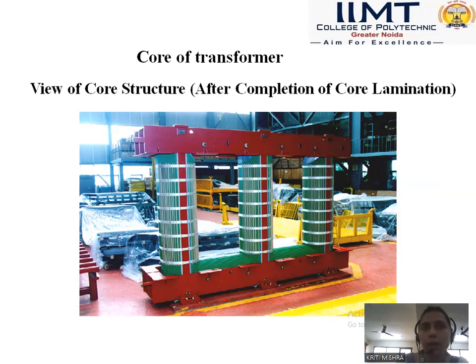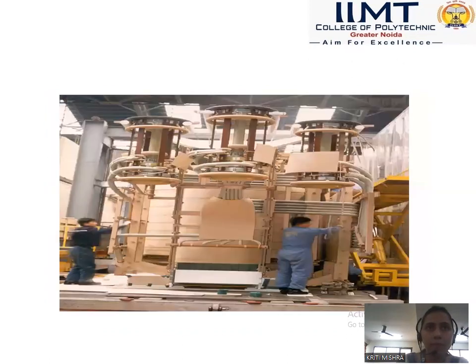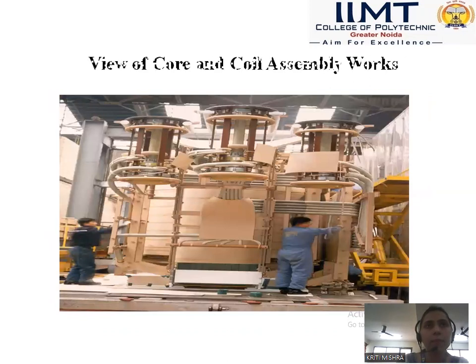This is the view of the core structure after completion of core lamination. Here we are going to see coil insertion work of windings. These are the views of core and coil assembly works. These are the practical works which you can see or learn in the sections. You can practically see them in Alstom and Bale.